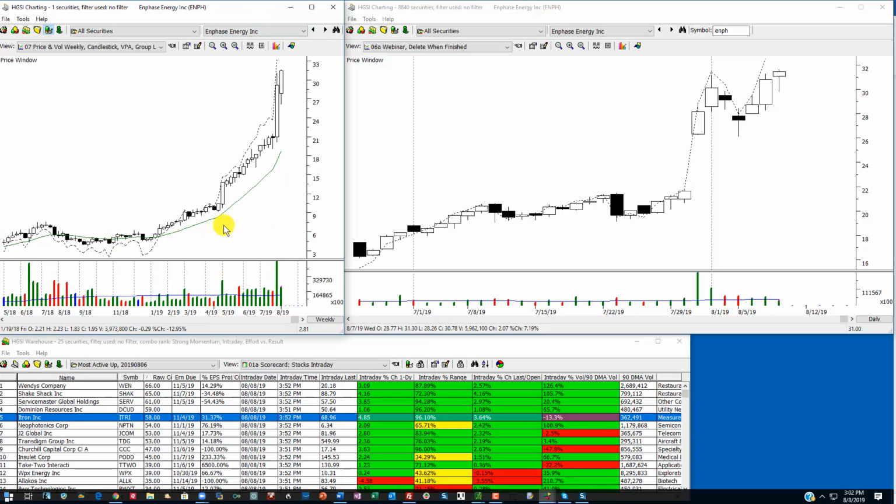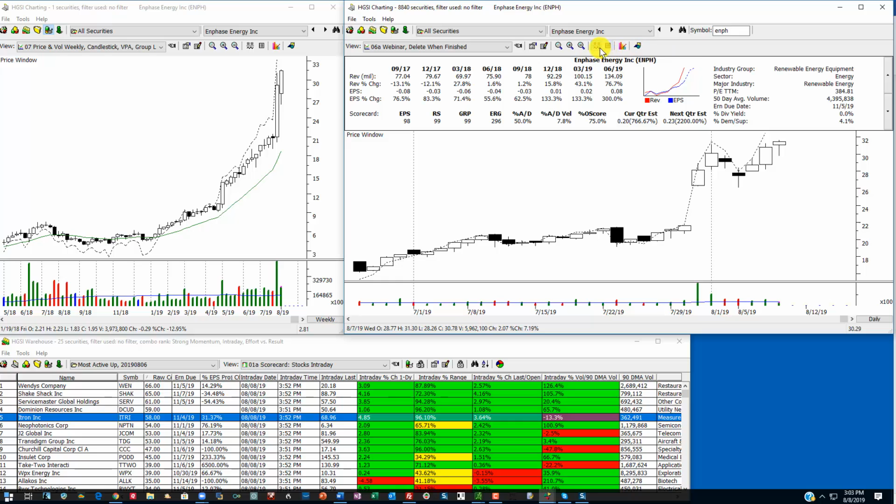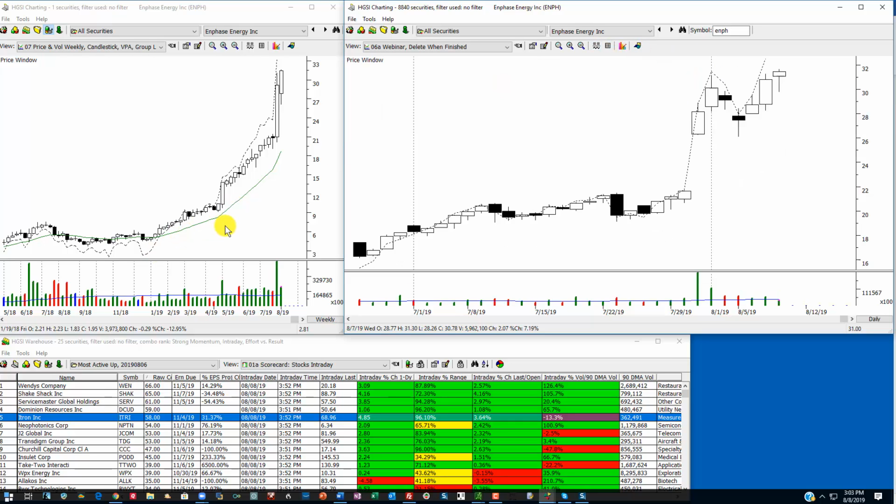Now, this is the kind of chart that I love on a weekly chart. Why? Because when it comes off of the base here, and notice the group line, the dotted line, groups are very important. The dotted line indicates that this group, which is the renewable energy equipment group, has been very strong throughout this period. And then if you can locate the leader of that group, which ENPH is, you've got a tremendous stock on your hands.